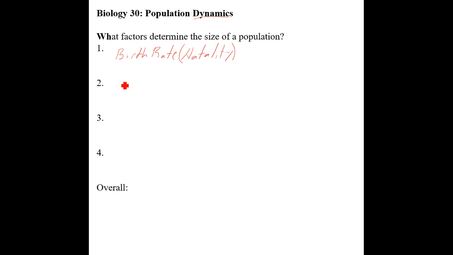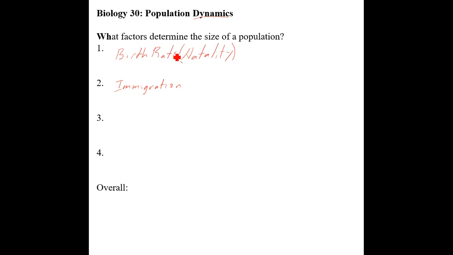The other thing that can increase the size of a population is people can simply move into the population. So that is what we call immigration. Physically moving into the area. So both of these are going to increase the size of the population.